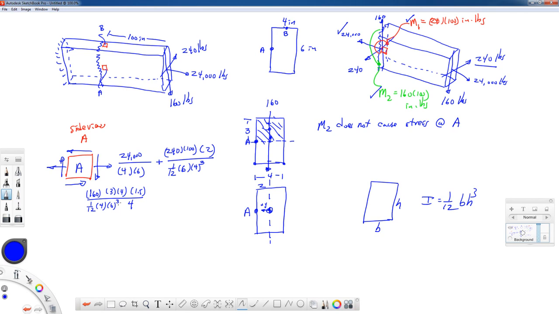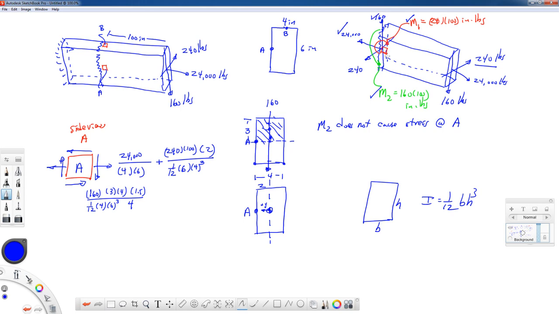It's a little bit tricky. Notice how we have in this term 1/12 6 times 4 cubed. Here we have 1/12 4 times 6 cubed. But the orientation is different. This force would cause a bending moment that would be in the hard to bend direction. In the other case, the force causes a moment that would be in the easy to bend direction. Okay, so be careful with those moment of inertia terms. All right, so that takes care of the 160.